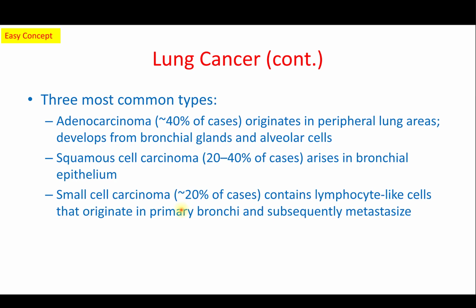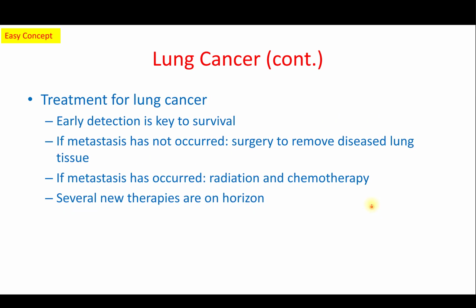The differences between them are the originating cells. What cells are they, or where are the cancer cells going to develop? Adenocarcinoma mainly arises in alveolar cells, whereas squamous cell carcinoma arises in the bronchial epithelium. Small cell carcinoma sometimes arises in the lymphocytes or the macrophages inside the bronchiole, and sometimes those are a result of metastasis. So treatment will include radiation, chemotherapy, and sometimes surgery.